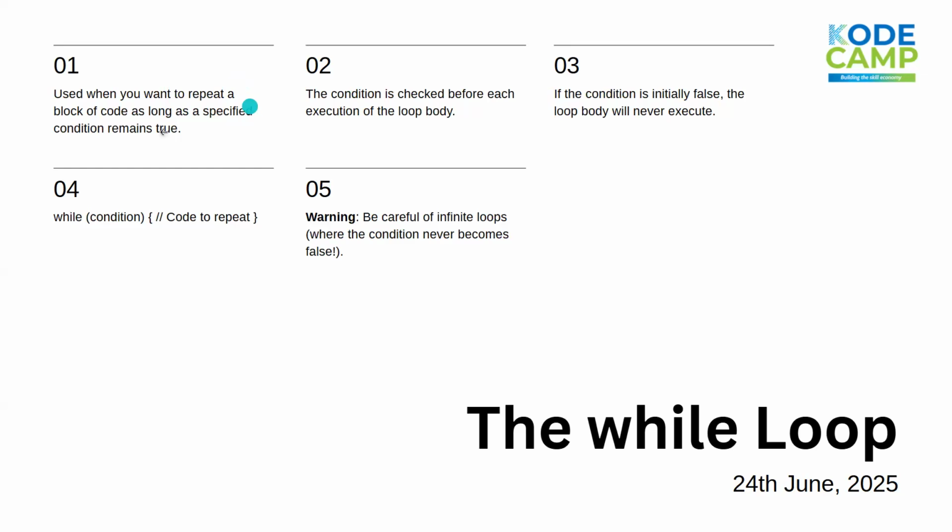It is used when you want to repeat a block of code as long as a specified condition remains true. The condition is checked before each execution. Everything we'll see when we go into demo. If the condition is initially false, the loop body will never execute. So this is the syntax: while, then the condition, then the body, the code to repeat. Also, a warning: be careful of infinite loops where the condition never becomes false. We'll talk about this when we go into the demo part.